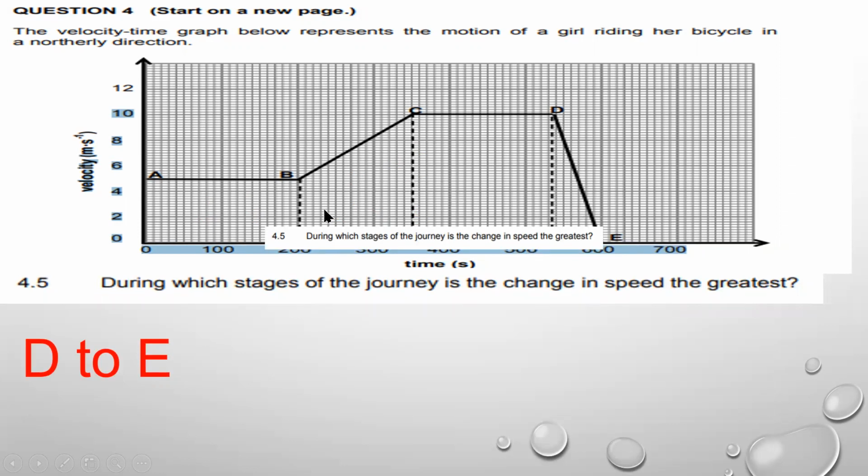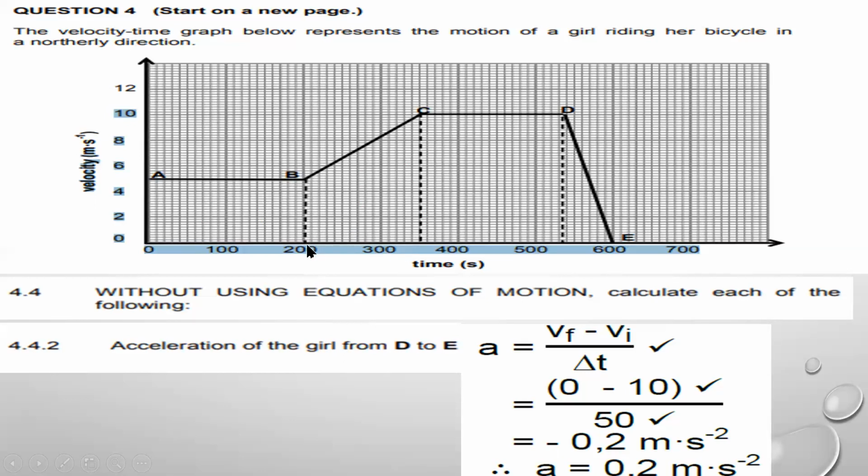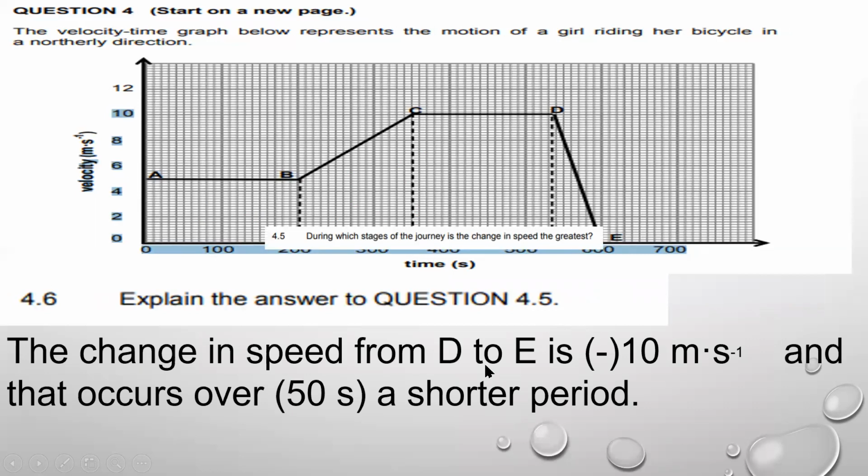Because you can see, people, the first one, let's show here. The first one, in 150 seconds, is changing only 5. But this one, in how many seconds? In 50 seconds, changing from 10 to 0. Because of that, we explain change in speed from D to E, 10 meters per second, in 50 seconds, a shorter period, shorter time. Or you can just calculate acceleration for all of them, and you can say another option.